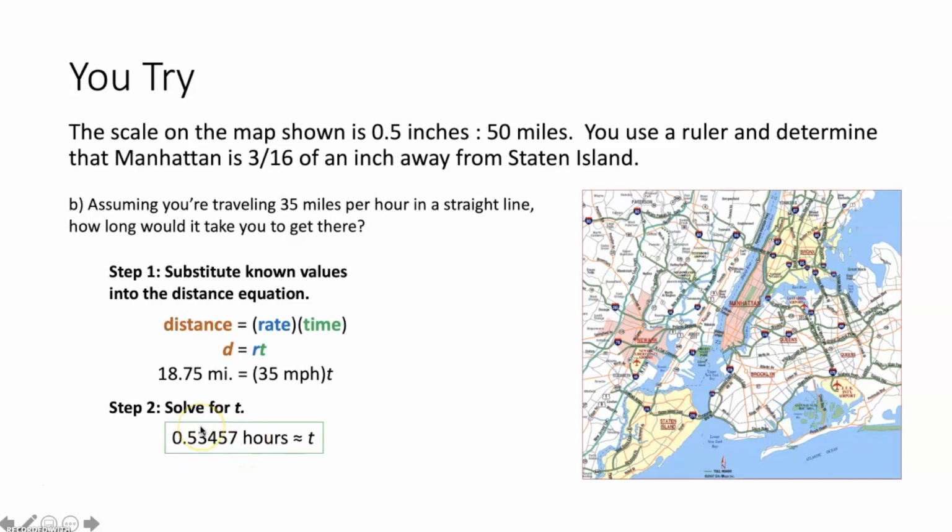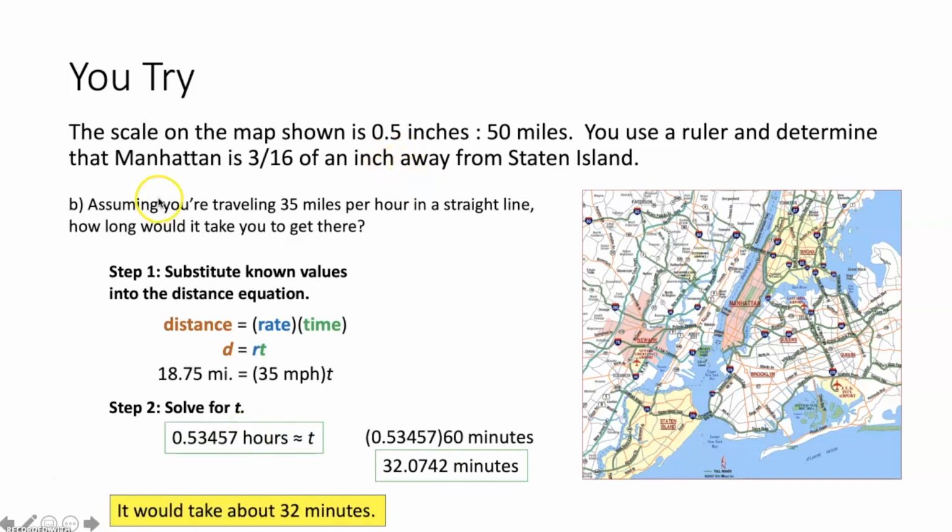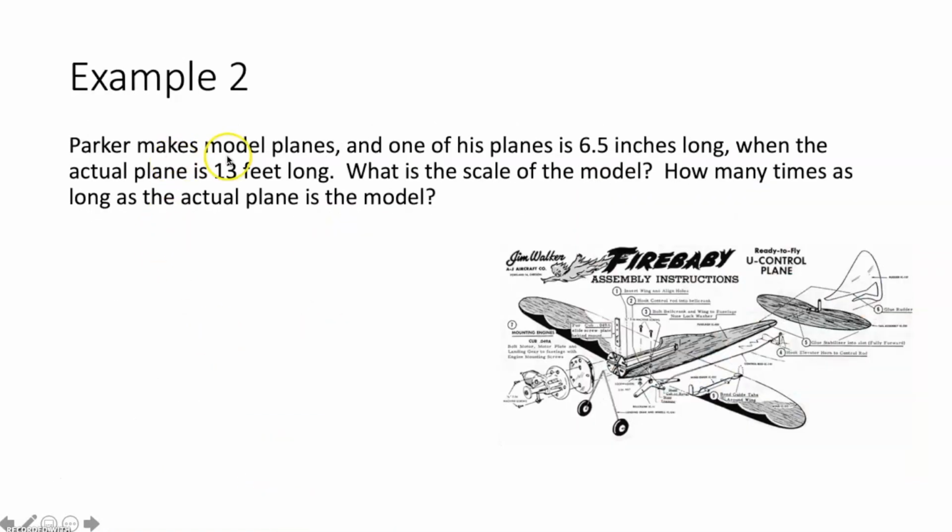So we take that 0.53457 of an hour to figure out how many minutes that is. We just multiply it by 60 and we get that it's going to be about 32 minutes. So this trip from Manhattan to Staten Island, if you're traveling 35 miles per hour, it's going to take you about 32 minutes. Now, example 2 says Parker makes model airplanes.